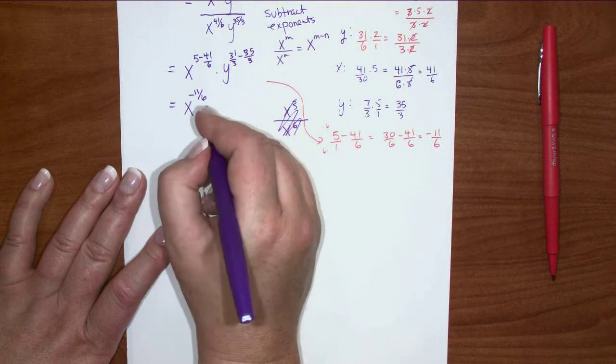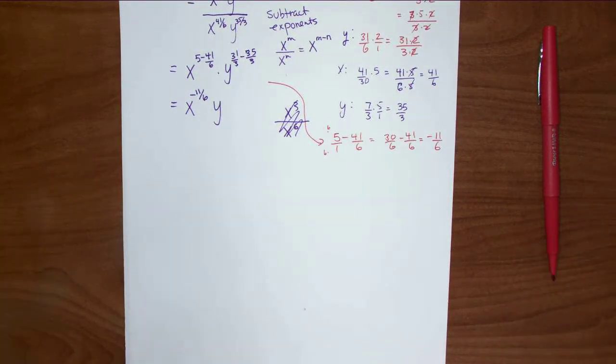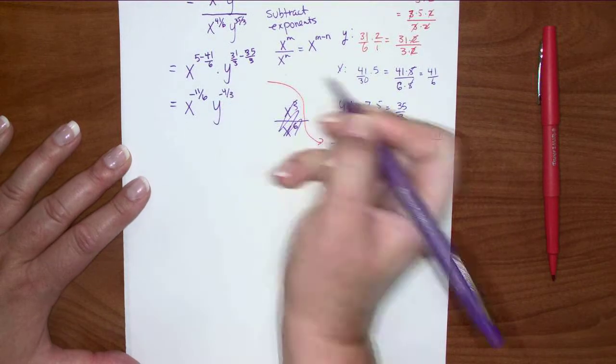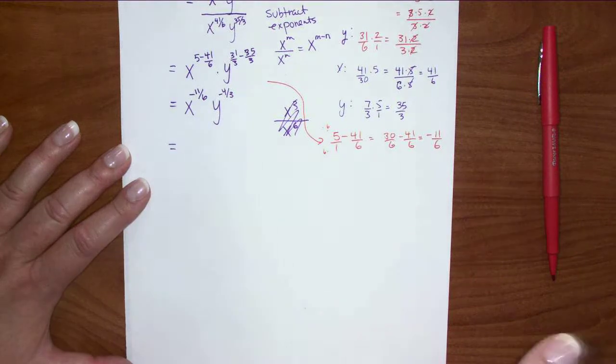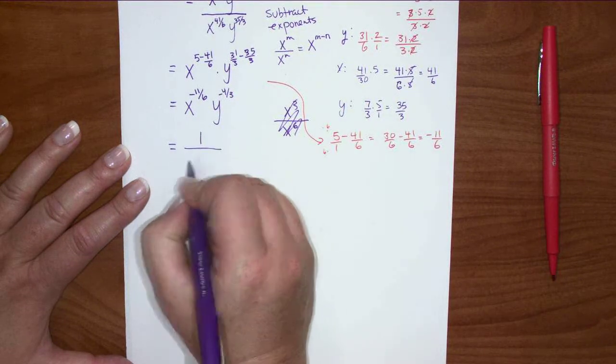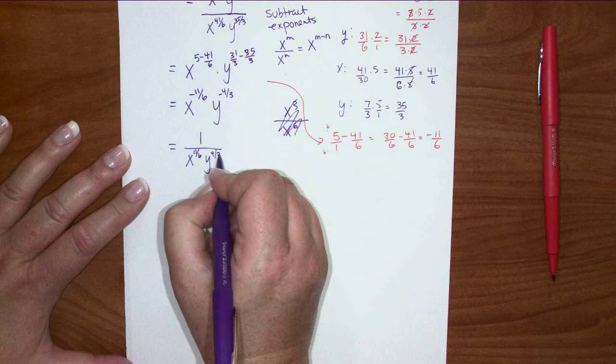The y's are already set up with a common denominator. 31 over 3 minus 35 over 3 is negative 4 over 3. Now they're both negative. If we wanted to leave our answer with positive, they both have to go to the bottom, which would leave what on top? A 1. And that would be your answer.